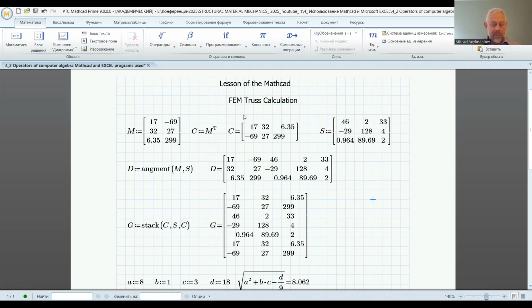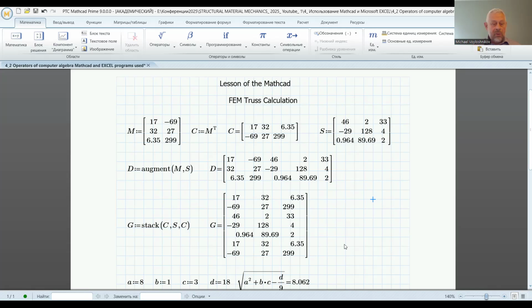We have here the indicated assignment. This is assignment, like a colon and the sign of equality mean the assignment. We designate what is M. We designate that M is a matrix of 2 columns and 3 rows. Matrix C is the transposed matrix of M. Yes, C is symmetric to matrix M, with the transpose sign.